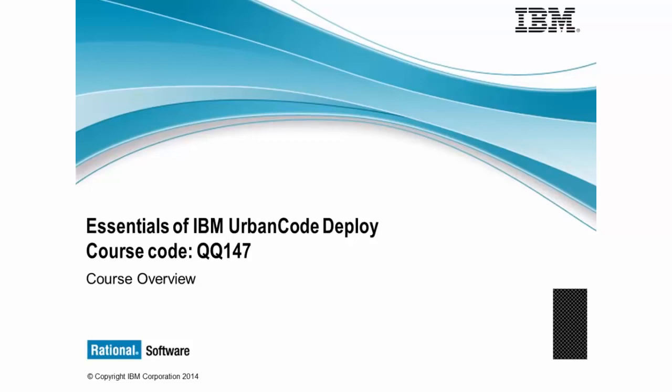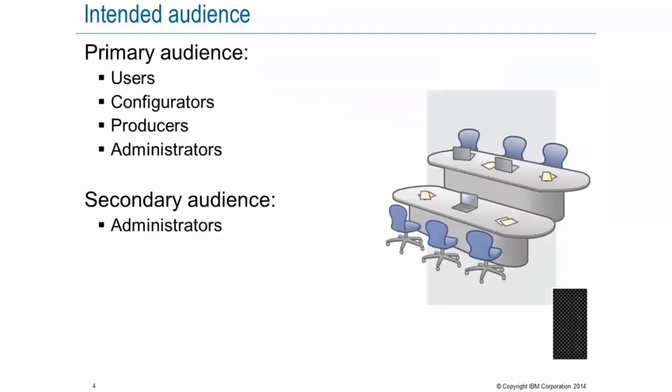Let's get started with the course overview. The primary audience for this course would be users of IBM Urbancode Deploy: configurators, producers, and administrators. There's some overlap in the tasks that these people would do. There are some unique tasks to some of the roles, but these are the roles that our Urbancode Deploy design team has identified as users of the product.